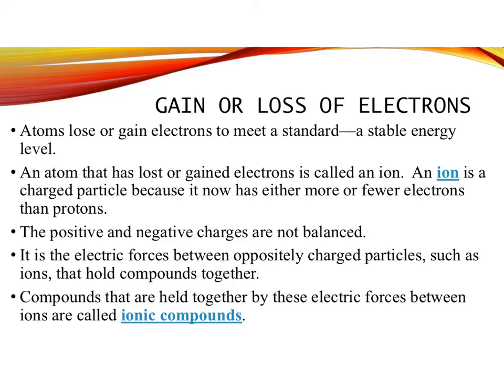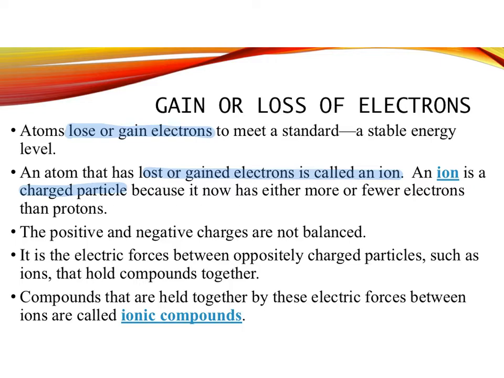So, as I have said previously, atoms will lose or gain electrons to meet a standard. And that standard is a stable energy level. That stable energy level is what happens when we have a complete outer shell of electrons. And when an atom gains or loses electrons, we call that an ion. All right? An ion is a charged particle.